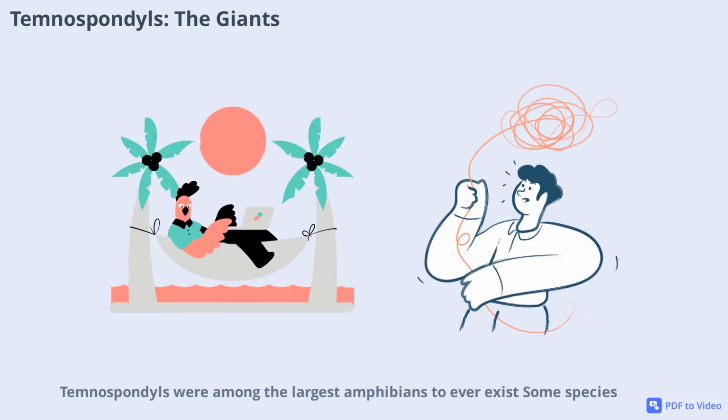Temnospondyls were among the largest amphibians to ever exist. Some species, like Prionosuchus, grew up to 9 meters in length and resembled giant salamanders with elongated snouts. Others, such as Eryops, were also large and robust, dominating their ecosystems. These impressive creatures highlight the evolutionary success of amphibians during the Paleozoic era.